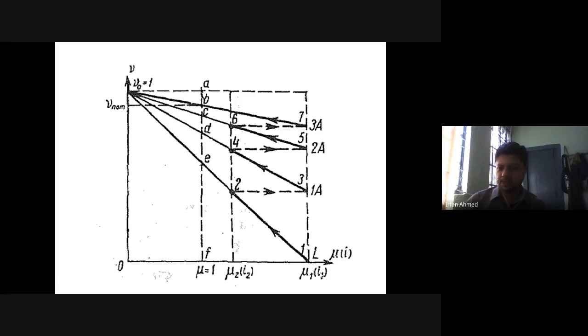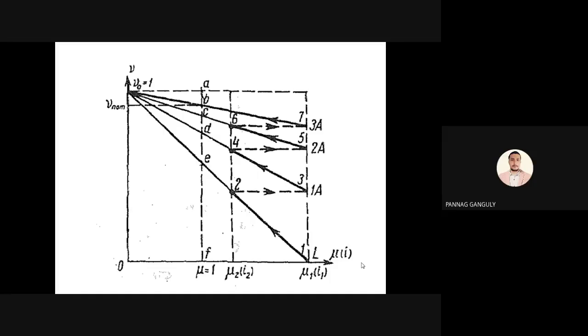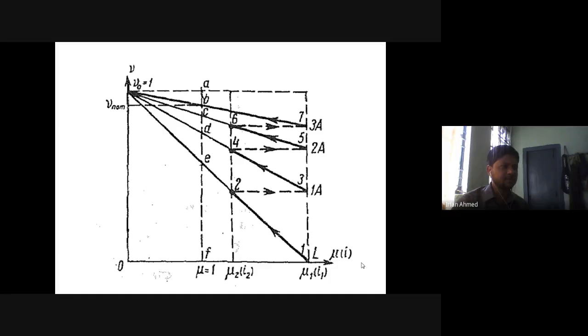Who is limiting this current? Why is I1 here? Why is it not here? Who is limiting this current? External resistance or back EMF? No, that is not the question. Why have I kept the maximum armature current here? Why not here?